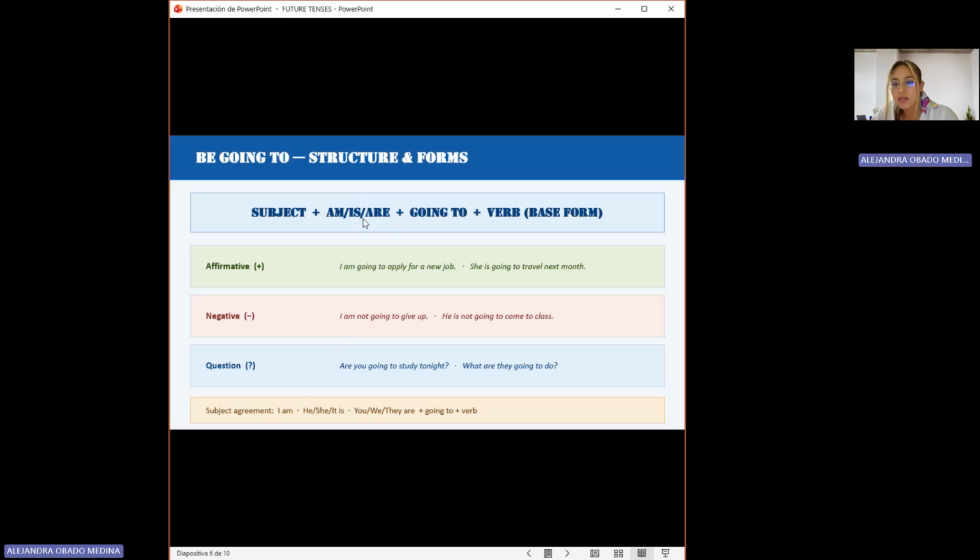Sujeto, verbo to be, negación, going to, y verbo en su forma base. Okay? And question: Are you going to study tonight? What are they going to do? Entonces, podemos ver que en este caso sucede lo mismo. Verb to be first and second subject.